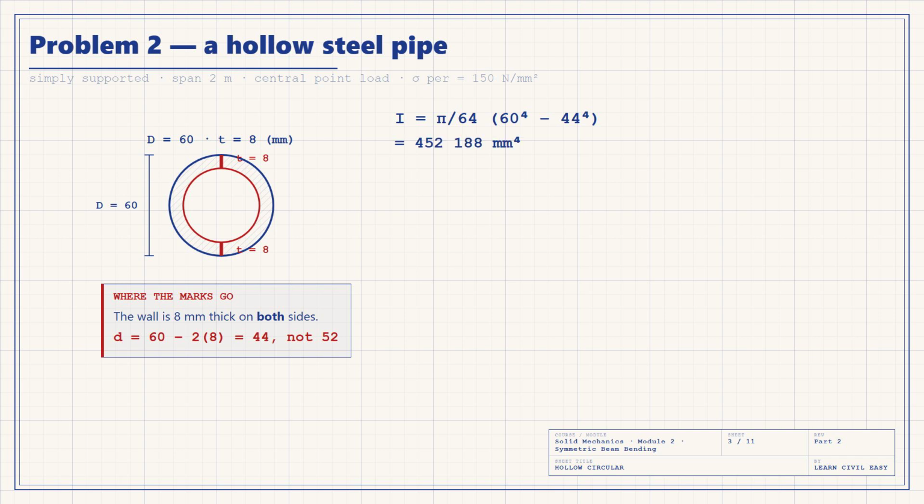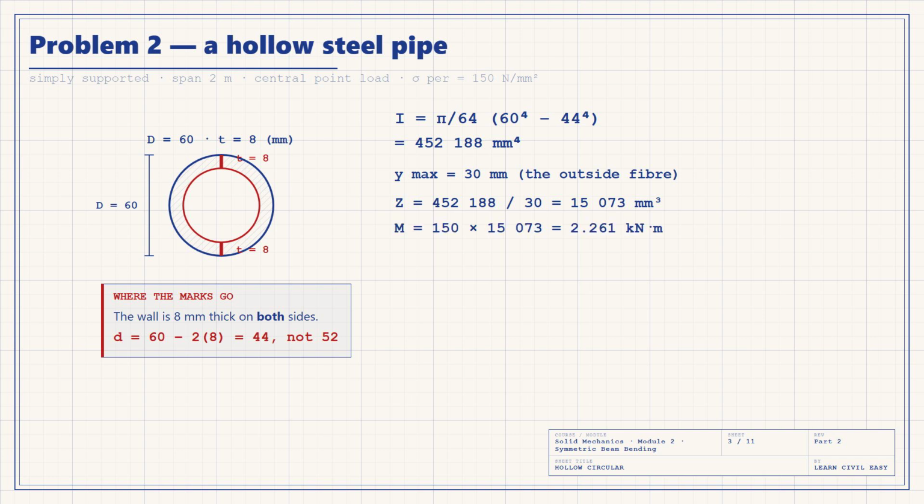Now the second moment of area. For a hollow circle, you take the outer and subtract the inner: pi over 64 times 60 to the 4th minus 44 to the 4th. That comes to 452,188 millimeters to the 4th. The extreme fiber is at the outside, 30 millimeters. So Z is 452,188 over 30, 15,073 cubic millimeters.